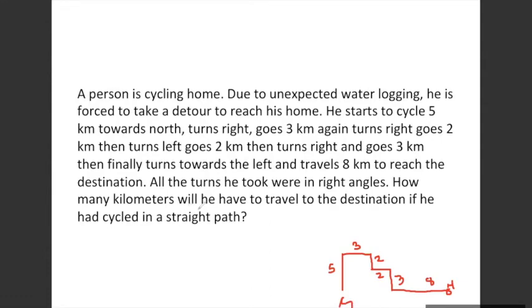So how many kilometers would he have traveled to the destination if he had cycled on a straight path? Can anybody suggest? 13 kilometers. 8 plus 5, 8 plus 2 plus 3, 8 plus 5, 13 kilometers. That's correct. Fairly easy, right?